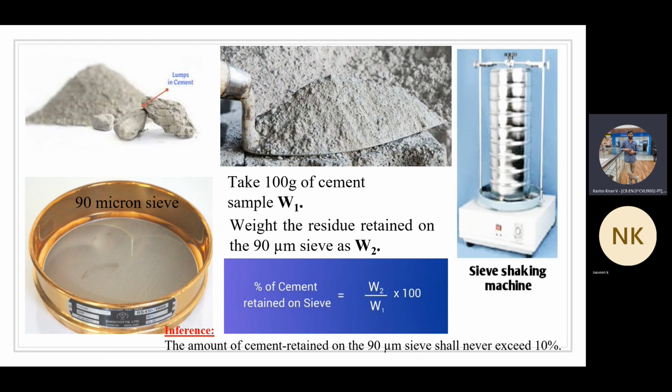construction or not. So the percentage of cement retained on the sieve should never exceed 10%. Up to 10% it is fine, but if you find the value as 11% or 12%, then that cement is adulterated with sand, or consists of some third party materials. So that's how you can verify the fineness of the cement particles in a sample of cement.